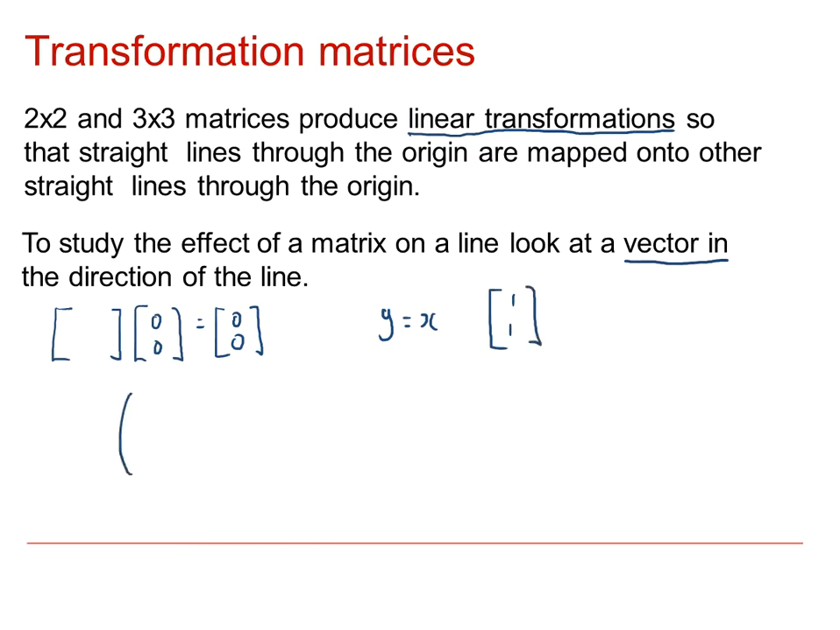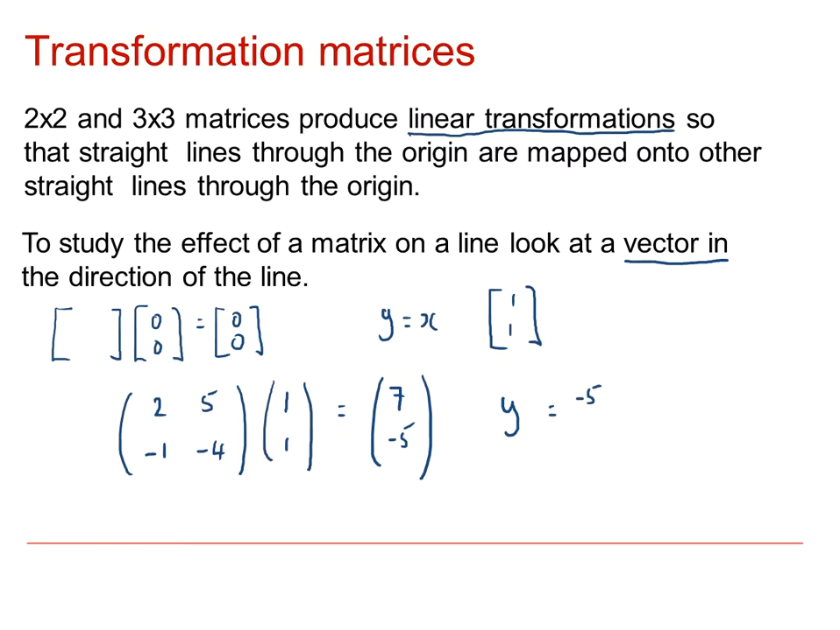So if I've got a particular matrix, such as (2, 5; -1, -4), I can see what happens to the line y equals x by looking at what happens to the vector (1, 1). If you look at that, it becomes (7, -5). Therefore the y value must be -5/7 of the x value in all cases. In other words, we have the line 5x plus 7y equals 0.